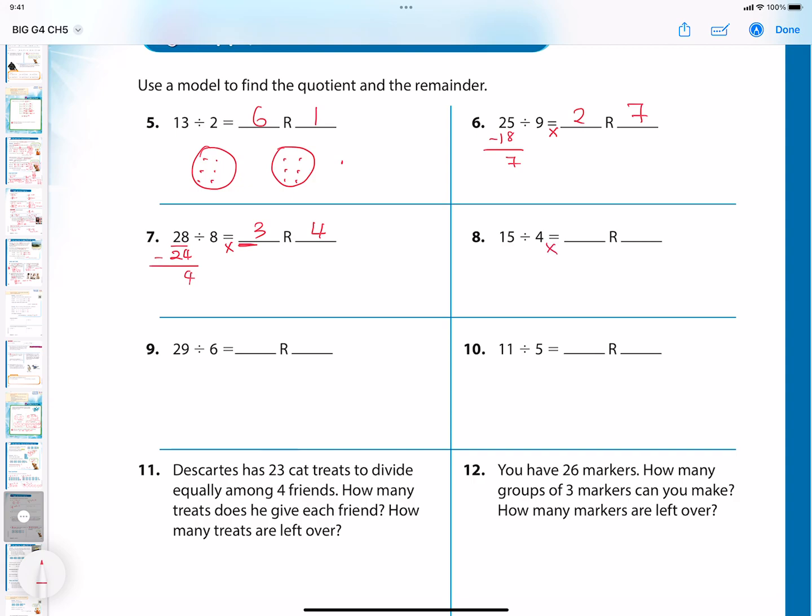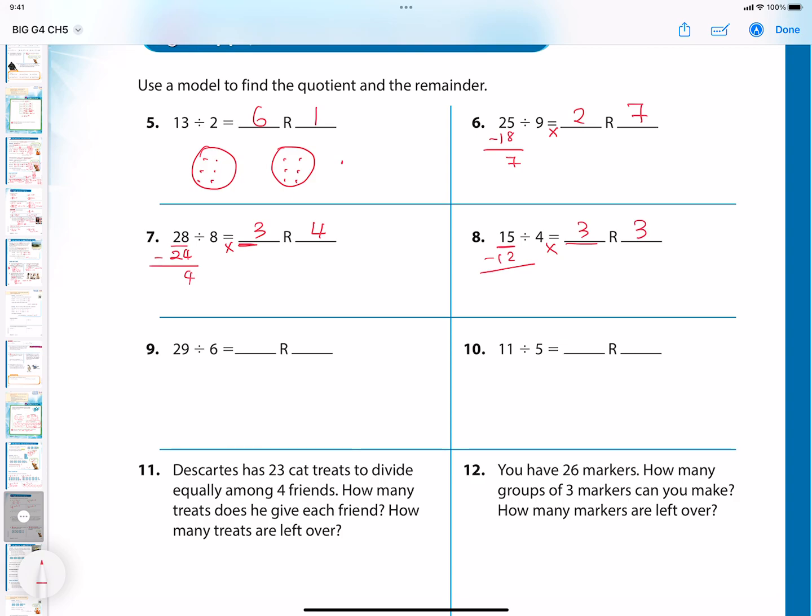Now 4 times one number is closer to 15 but not greater? Yes, since I know 4 times 4 is 16, which is greater than the dividend, which is impossible, so I'm going to use 4 times 3. 4 times 3 is 12. And what's the difference? 3.